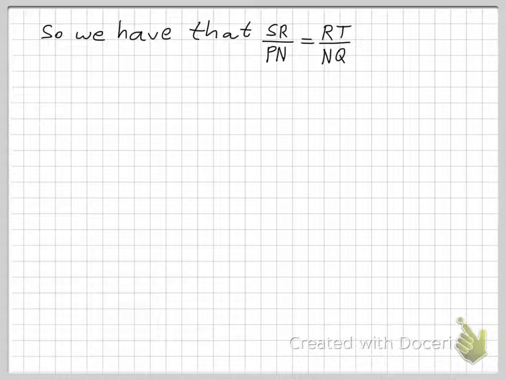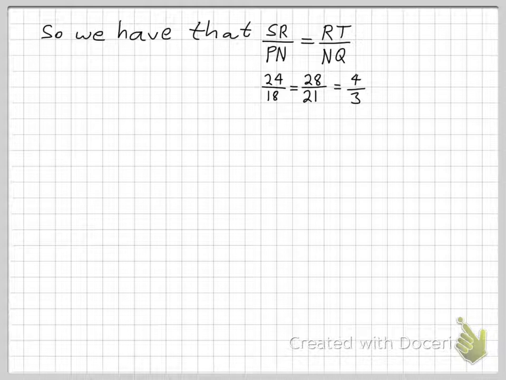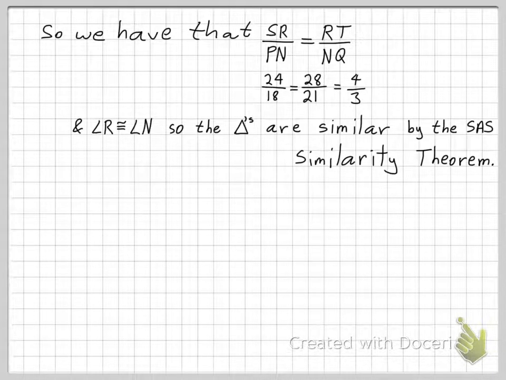And so we have that SR divided by PN is equal to RT divided by NQ, right? These are the corresponding side lengths. So let's look into that. Is 24 divided by 18 equal to 28 divided by 21? And the answer is yes. They are both 4/3. And angle R is congruent to angle N, right? They were both 90 degrees. And so we have that the triangles are similar by the SAS similarity theorem.